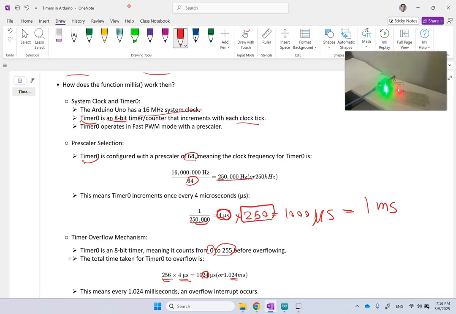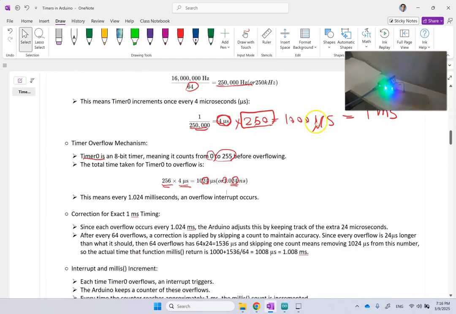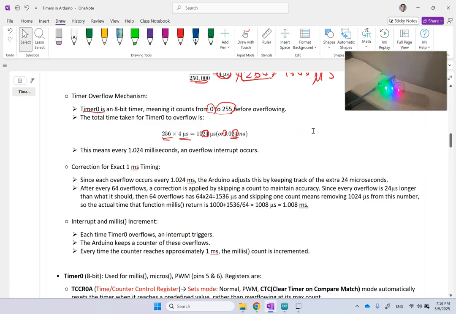So if you just let timer 0 overflow with a prescaler of 64, the time is a little bit over 1 millisecond, 24 microseconds extra. How can I get rid of that? Is there any way to get rid of that? Now, this is what you do. The way that you can do it is you let it overflow 64 times, and every 64 times it overflows, you skip one overflow.